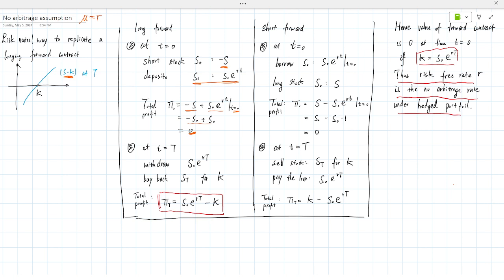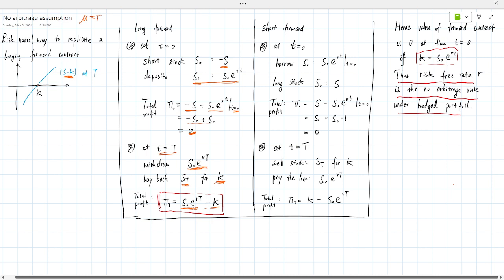And then at the terminal time, you withdraw the money with the interest and buy back the stock for K dollars. Then your total profit will be S naught e to the rT minus K, because you sold the stock, or you buy back the stock at K dollars.